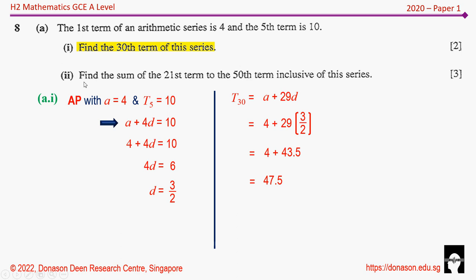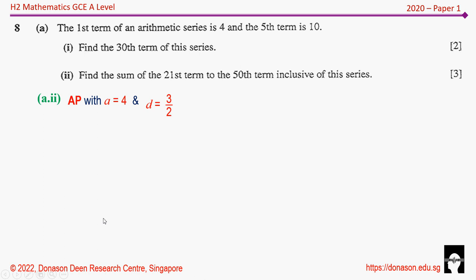Now in part 2 we are asked to find the sum of the 21st term to the 50th term inclusive of this series. So it's not the 1st to the 50th term, okay? We need to find from the 21st term to the 50th term. So how we're going to tackle this is we are going to calculate from the first term to the 50th term, so that would give us the sum of 50 terms, and then we subtract the sum of the first 20 terms, and of course what will be left would be the sum of the 21st term to the 50th term.